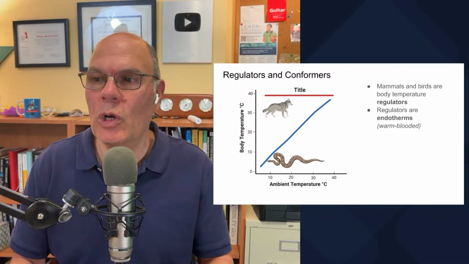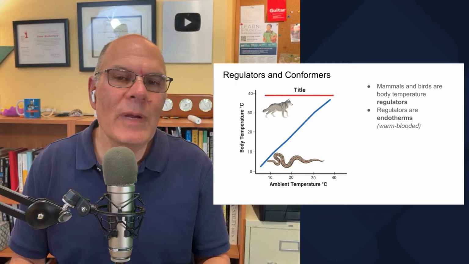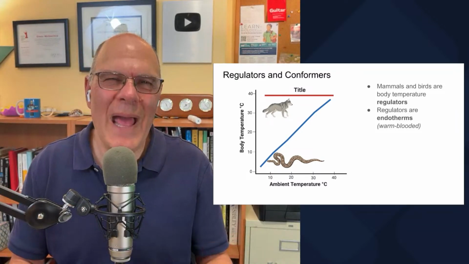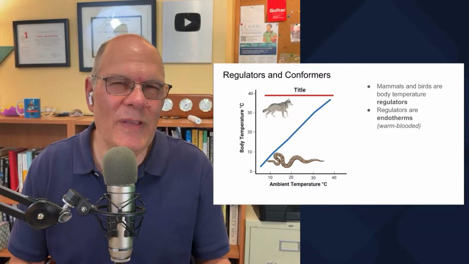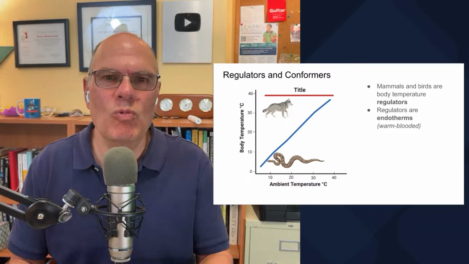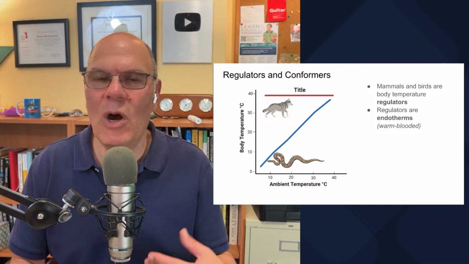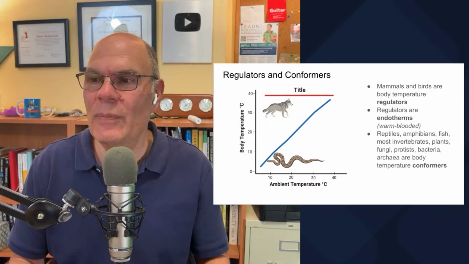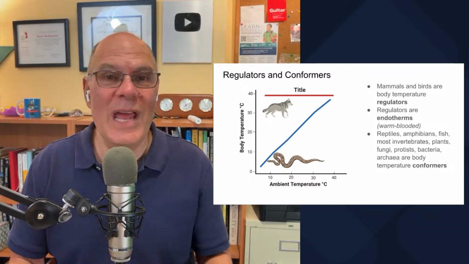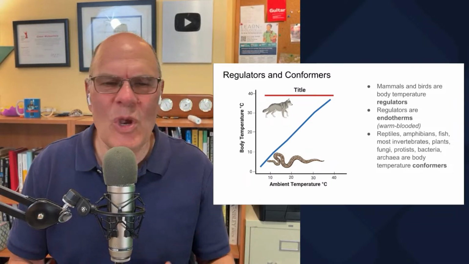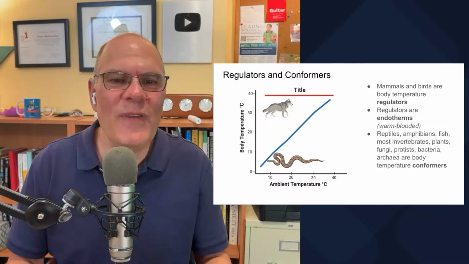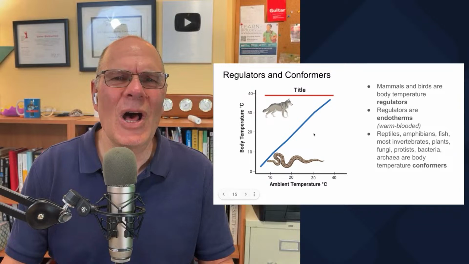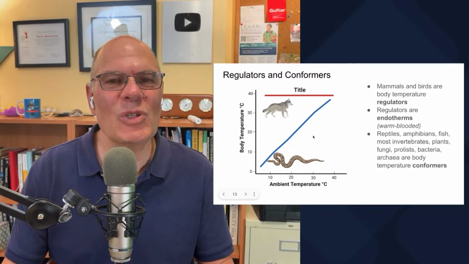Those that do are called endotherms, and they're pretty much limited, not exclusively, to birds and mammals. There's a couple of species of fish and a couple of very specialized species of reptiles that are endothermic, that can maintain their temperature from within. And then there are others, and that includes a long list of organisms: reptiles, amphibians, fish, most invertebrates, plants, fungi, protists, bacteria. All the archaea are body temperature conformers.